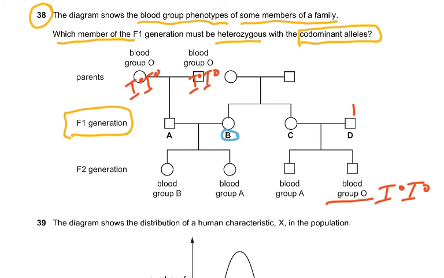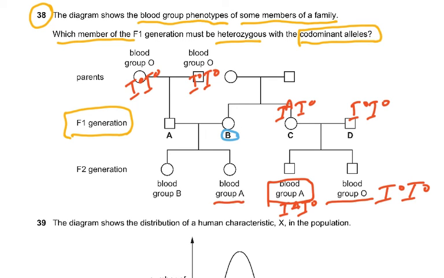So that means C and D have to have IO in them somehow, because that is how their children have IO, and they also have blood group A. So one child has to have IA. If the child has blood group A, somehow it has to have IAIO here, right? And this could be IOIO.